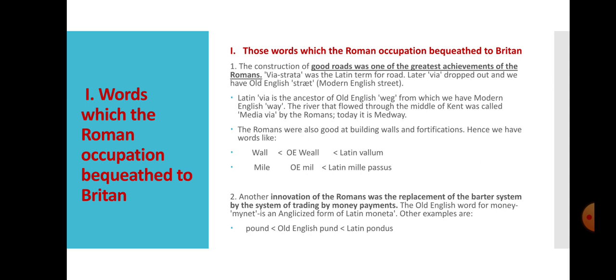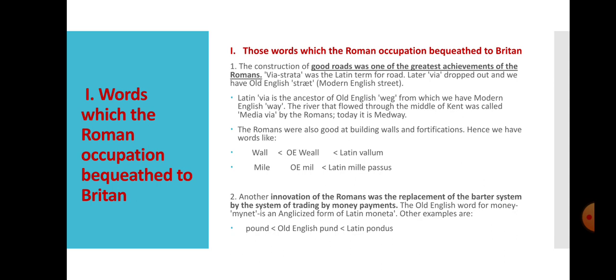The construction of good roads was one of the greatest achievements of Romans. As part of the Roman invasion, good roads were constructed in Britain. Via strata was the Latin term for road. Later via dropped out and we had Old English strat, which became modern English street. Modern English street came from the Latin word via strata.